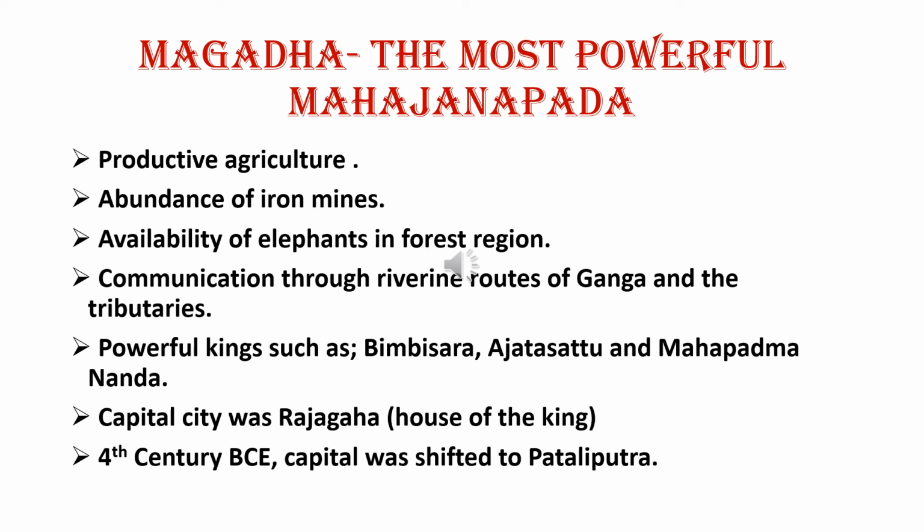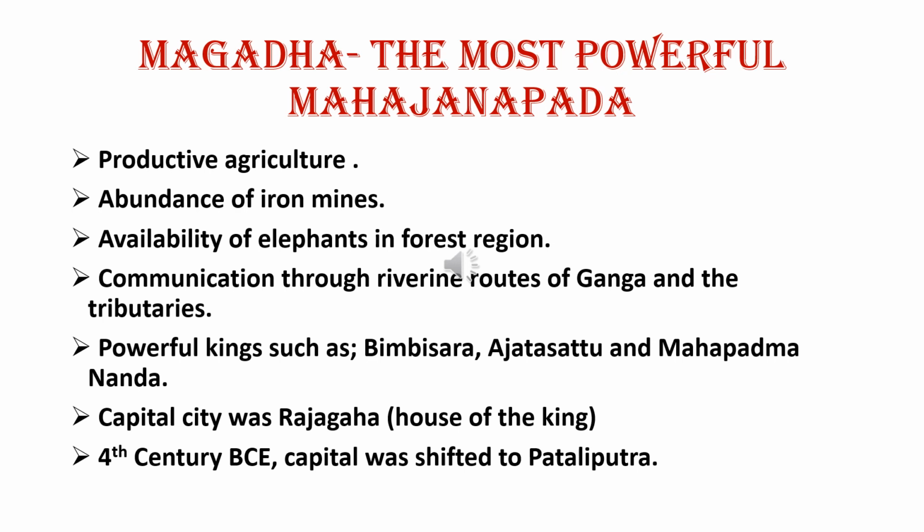Third is availability of elephants in the forest region. In the forest region of Magadha, elephants were available, and those elephants were trained and later used in the military. There were soldiers on foot, there were soldiers on horses which were termed as cavalry, and there were soldiers who were also on elephants. Next is communication through riverine routes of Ganga and its tributaries. River Ganga provided an easy route of communication. Why? Because Ganga and its tributary rivers were used to communicate from one location to another, and also the goods were taken easily from one place to another through these riverine routes.